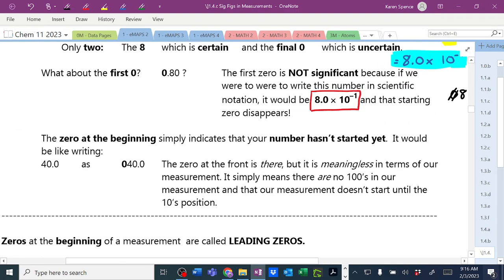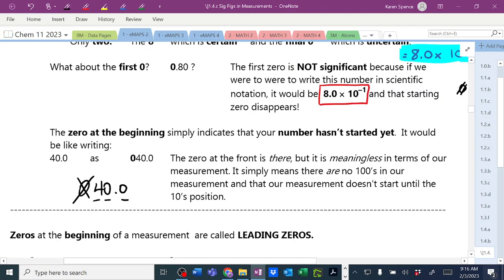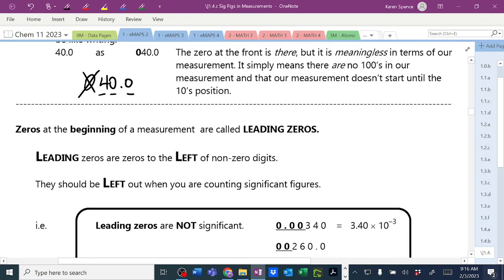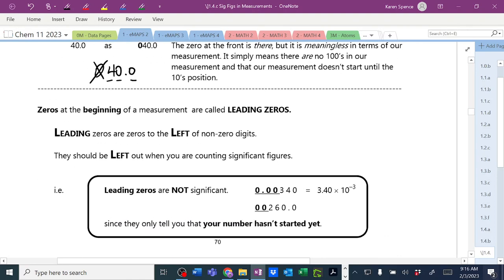Okay. All right. So if we have 40, we would not write it as 0.040.0 because that's just silly. Okay, so this number would have 1, 2, 3 significant figures. Okay, which takes us to our first rule about significant figures that we are going to learn today. We will learn the rest of them tomorrow.